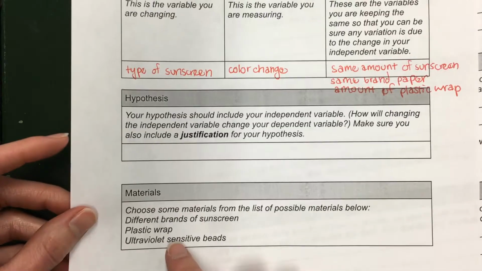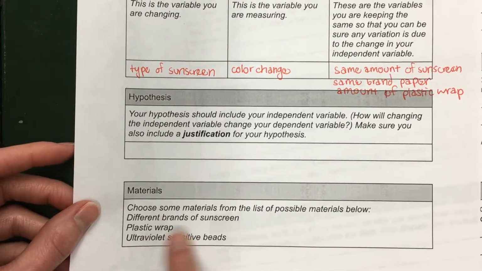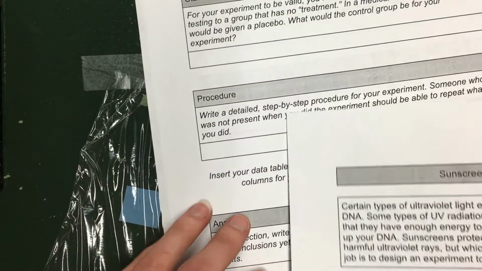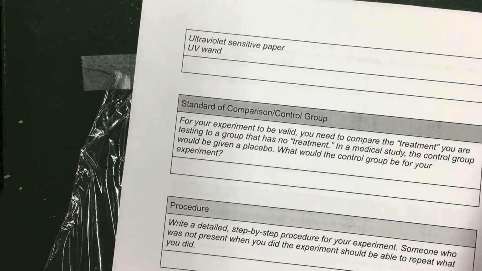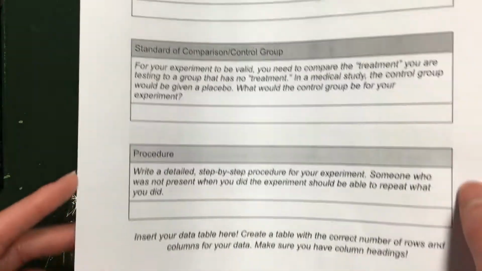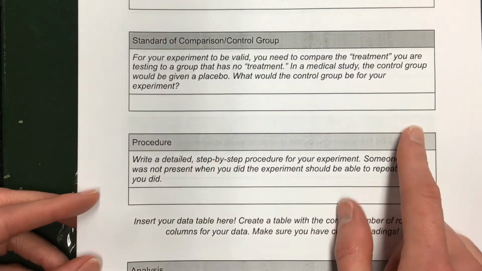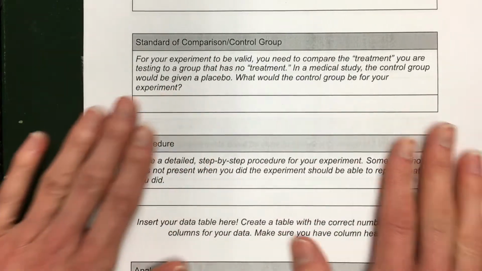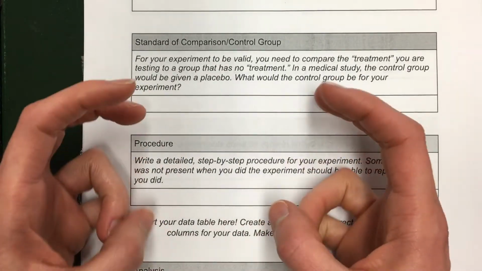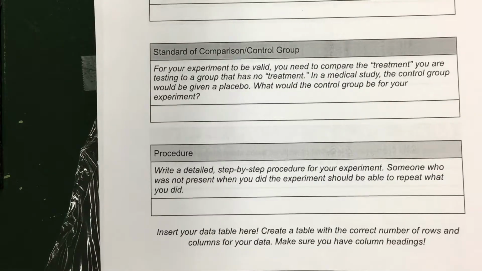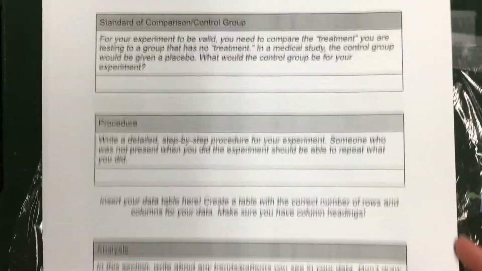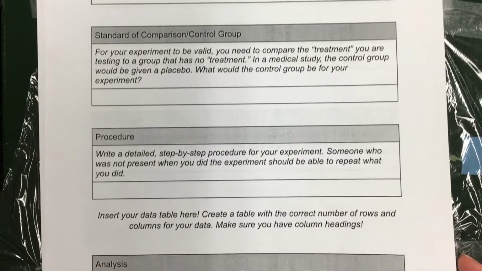Now the materials, we're going to use the different brands of sunscreen, the plastic wrap, and we're going to be using the ultraviolet sensitive paper. So you can write those materials in that section. Now in every experiment we need to have a control group. So a control group is basically a group that doesn't get whatever treatment, in quotes, we're giving. So the treatment that we're giving in this experiment is either sunscreen or no sunscreen.